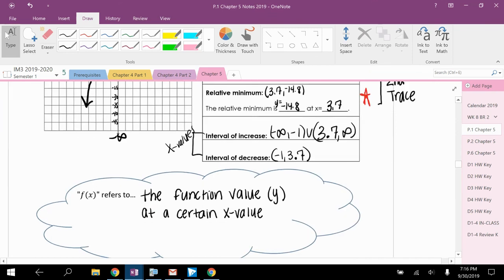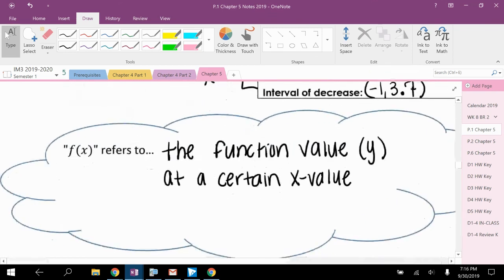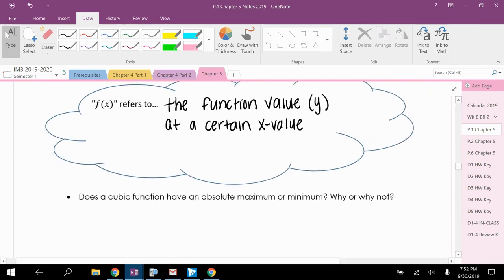So f of x is going to refer to the function value, which is your y. So whenever you say the function value, that's really your y values. And it's going to happen at a certain x value. Okay, so again, f of x refers to the function value y at a certain x value. Does a function have an absolute max or min? Why or why not? We kind of talked about this a little bit already.